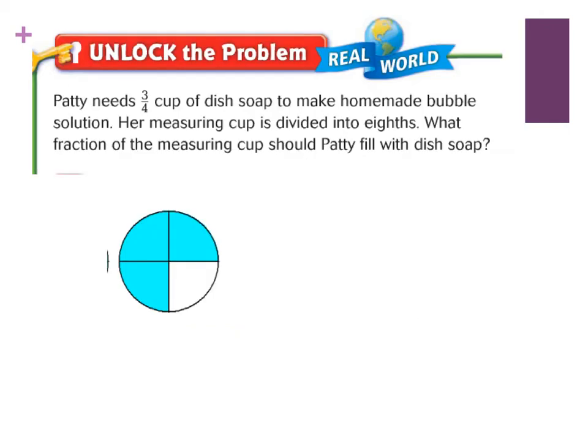Now let's look at another example. Patty needs 3/4 cup of dish soap to make homemade bubble solution. Her measuring cup is divided into 1/8. What fraction of her measuring cup should Patty fill with dish soap? I know that she needs 3/4 cup of dish soap. I know that Patty is going to use a measuring cup in 1/8 instead of 4ths.